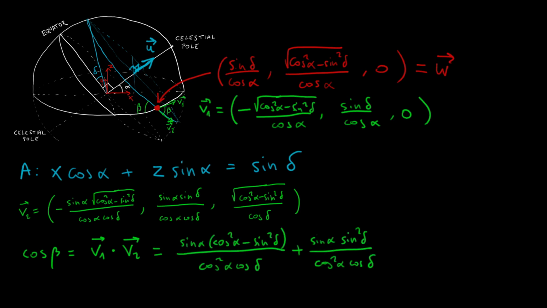Looks a bit complicated, but if we look closely, we have a common denominator in the fractions, and the first one has minus sine squared delta sine alpha, and the second one has plus sine squared delta sine alpha. So this simplifies right away to just sine alpha divided by cosine delta. And that's it. We have the expression for the angle beta now. So knowing the angle between the moon's path and the horizon, beta, and the moon's declination delta, we can calculate alpha by just multiplying cosine beta by cosine delta and taking the inverse sine.